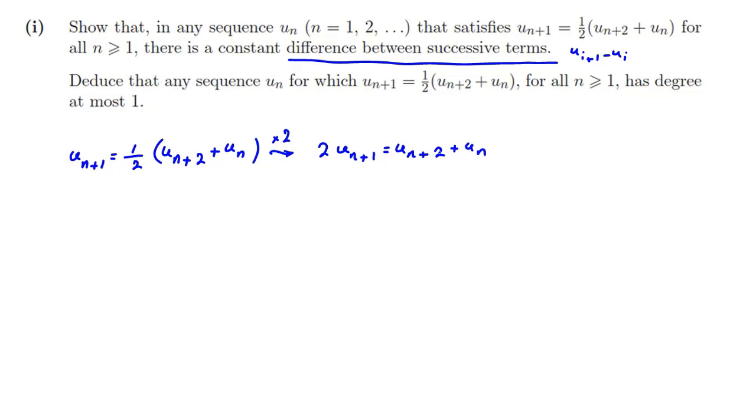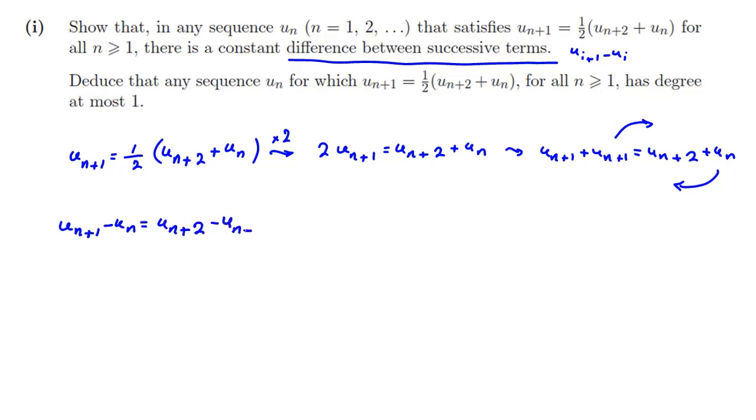These problems are also useful in Olympiads, okay? And then we write 2u_{n+1} as u_{n+1} plus u_{n+1}, equal to u_{n+2} plus u_n. And because we want to use successive terms, we move u_{n+2} to the left. Or let's do something else. I think it's better to move this to the right and u_n to the left. So it will be u_{n+1} minus u_n equal to u_{n+2} minus u_{n+1}.